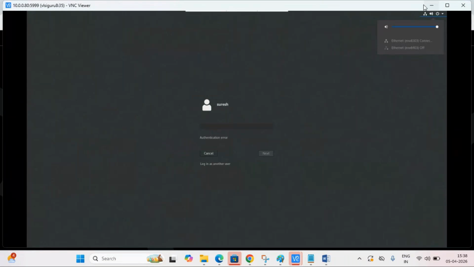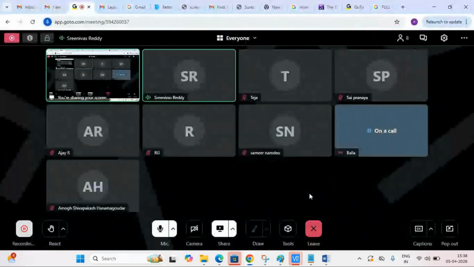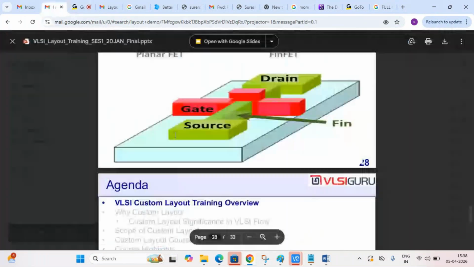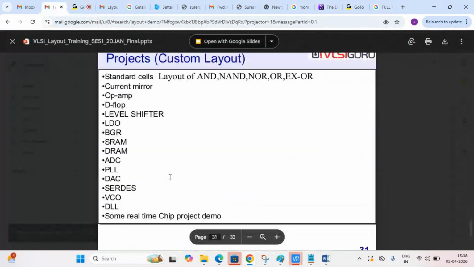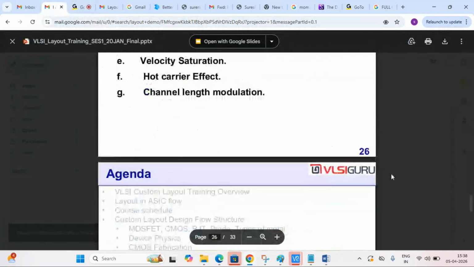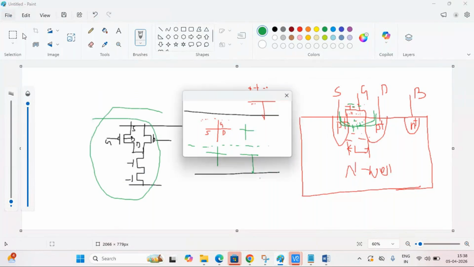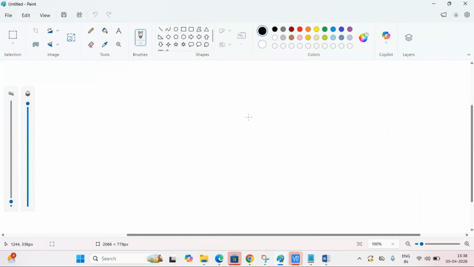If anybody is interested in the tool demo, maybe we'll connect again, or we have a recorded session. You can go through it once. The PPT for whichever topics we cover will also be shared, along with some shortcuts. We will also give some basics of analog design. A schematic will not directly show how it is functionally operating. Suppose there is an op-amp, operational amplifier, that functionality will also be covered.